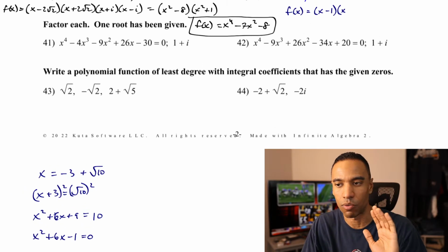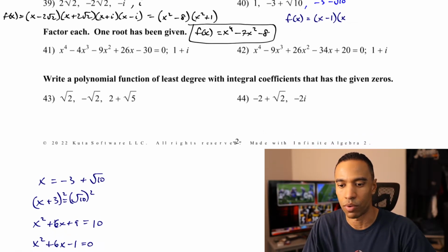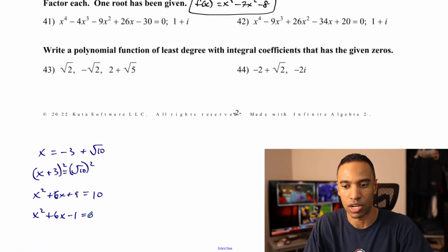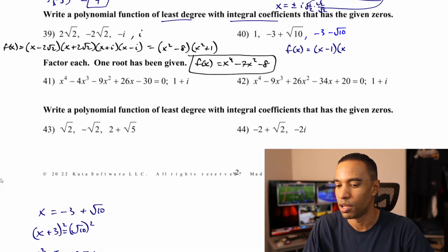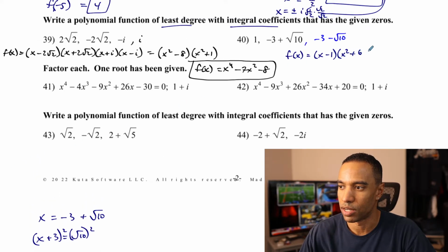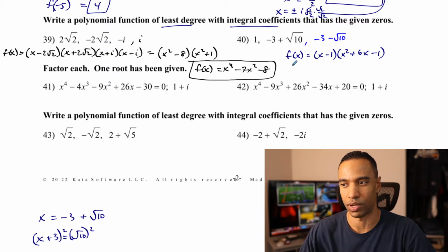I just expanded it right then and there. And I guess I could have done it with any of the other ones there, but that is my expansion of it. That's set equal to 0. That's the factorization. x squared plus 6x minus 1. That's the way I'm going to do it.